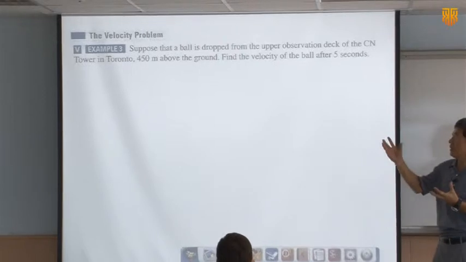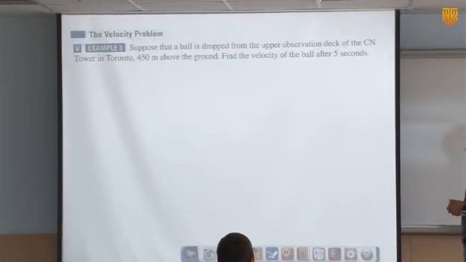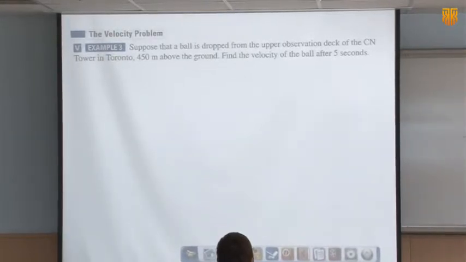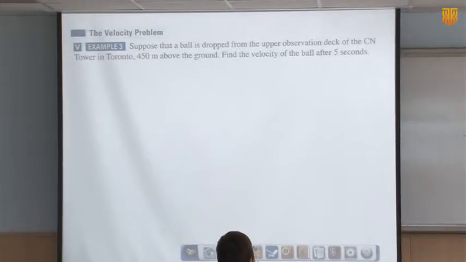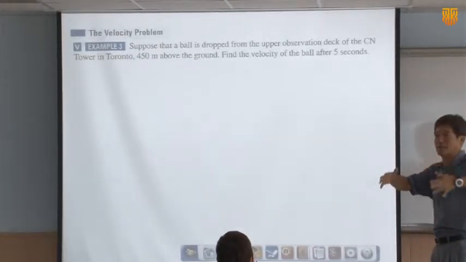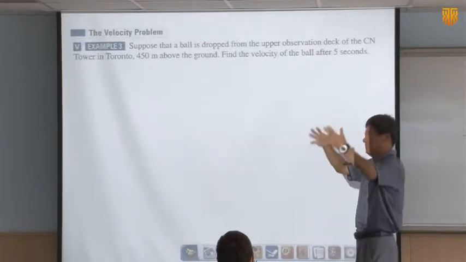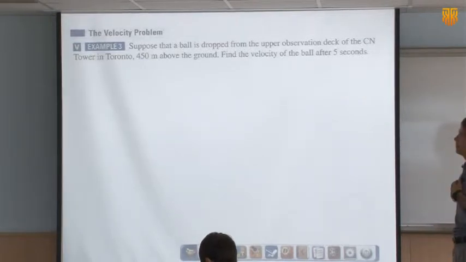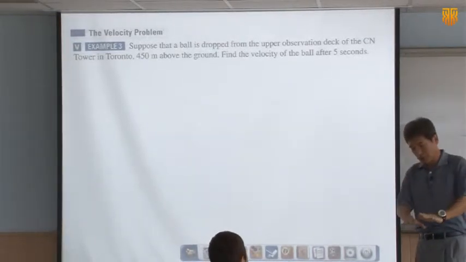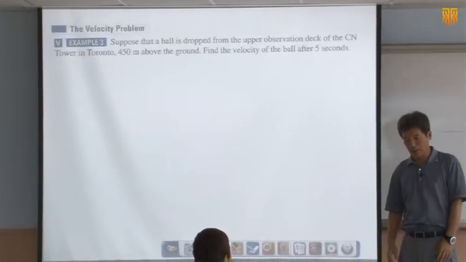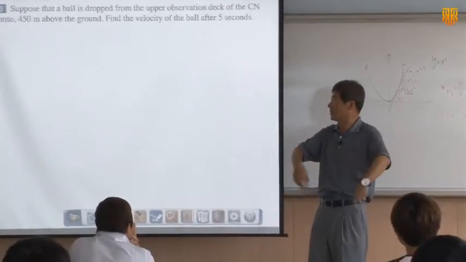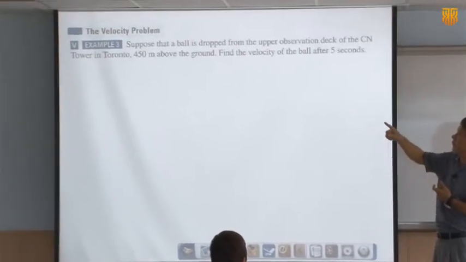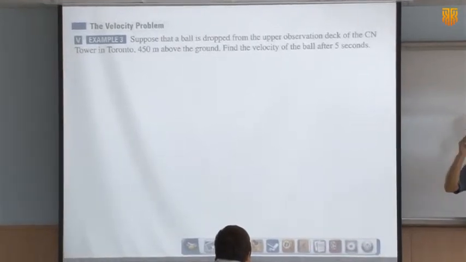So, what is velocity? Suppose a ball is dropped from the upper observation deck of the CN Tower, which is in Toronto. Is there anybody who went to Toronto? Have you been to Toronto? No? If you go there, there's a nice tower, building. I've been there twice, okay? If you go through, there's a kind of transparent floor, I don't know how to explain it. Anyhow, that Toronto tower is the CN Tower, 450 meters above the ground. You can see down there.